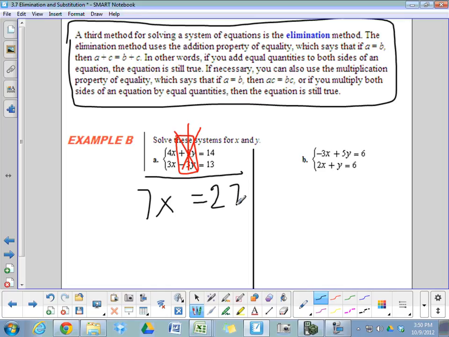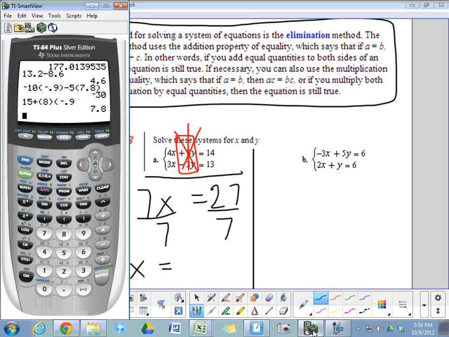And now we have a nice simple equation to solve by dividing both sides by 7. Divide both sides by 7, and you get x equals 27 sevenths. That's a decimal. We'll round that to 3.86.